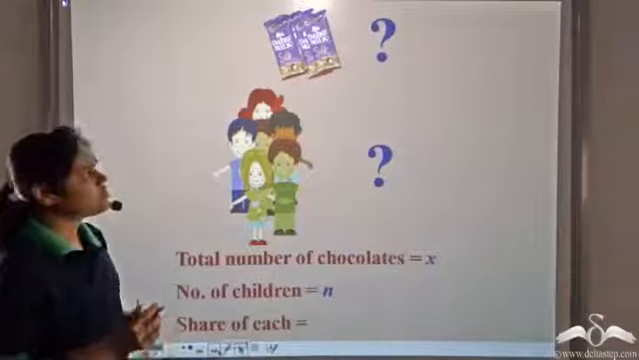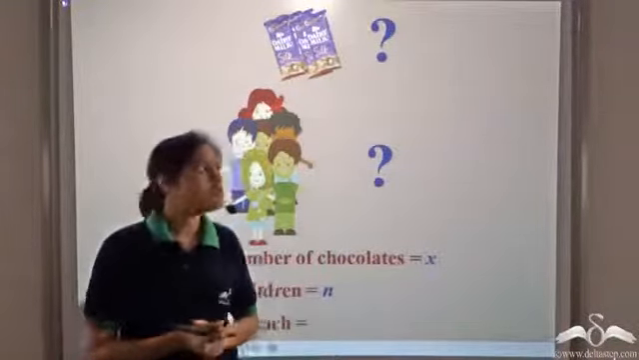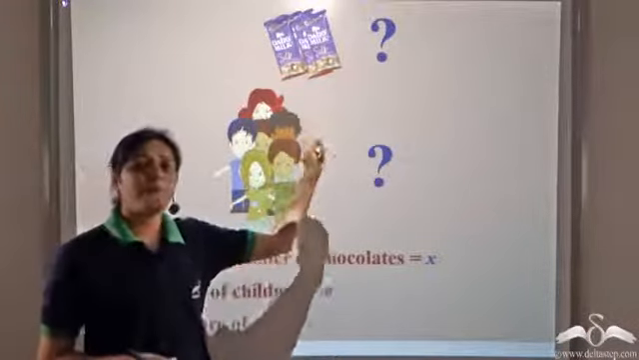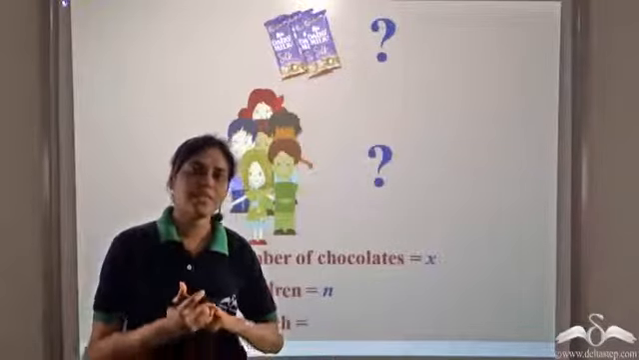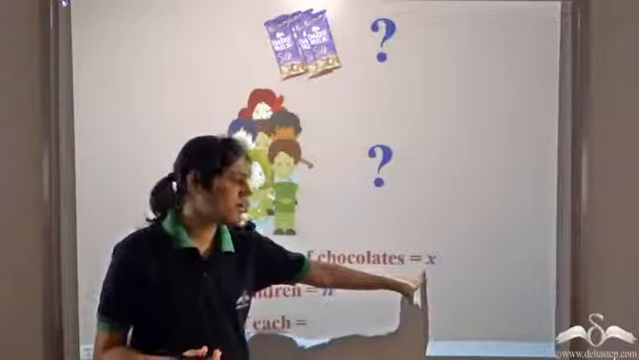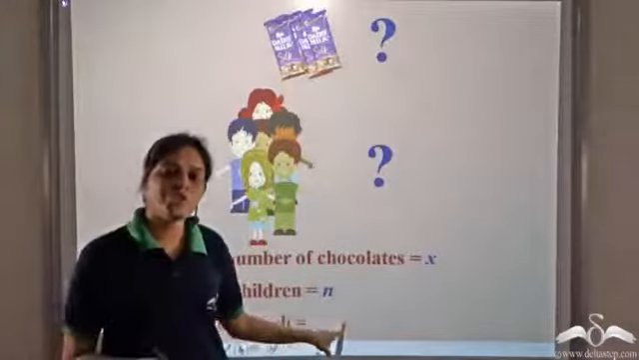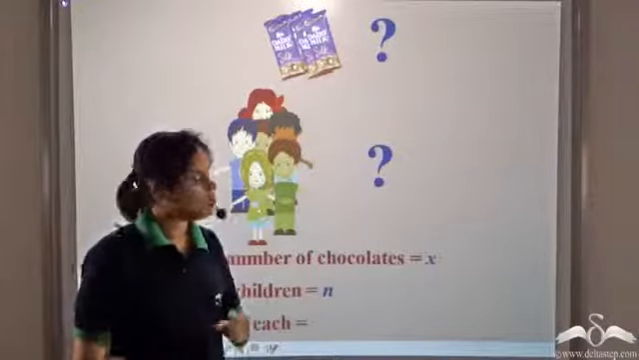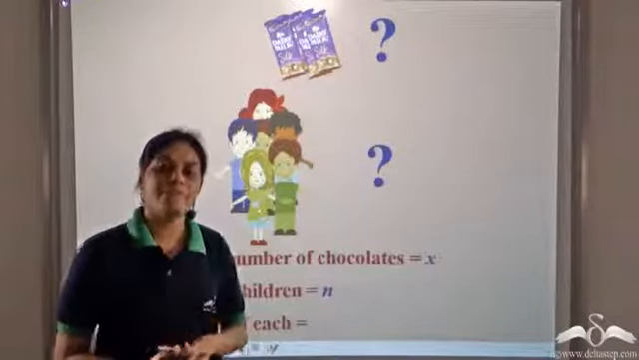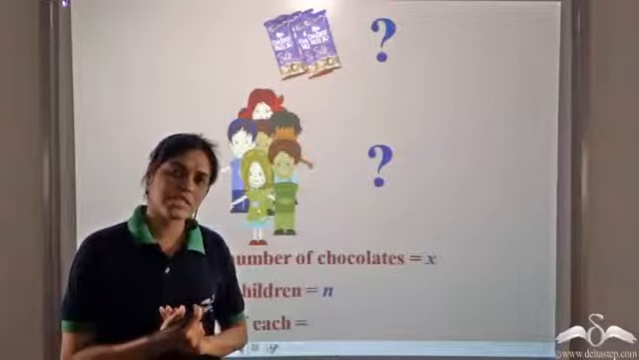Now suppose you do not know how many chocolates your dad will be giving you. So you denote the number of chocolates by x because the number of chocolates is unknown. So you denote it by a variable x. Also the number of children who will be coming to the class is not known to you. So you represent it by a variable n. So what will be the share of each child?